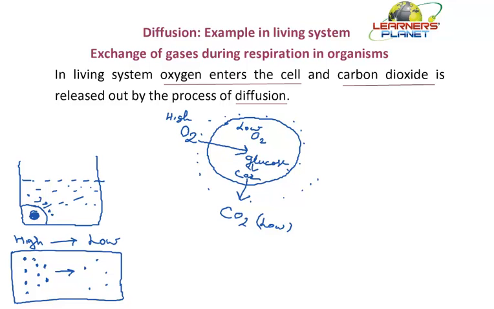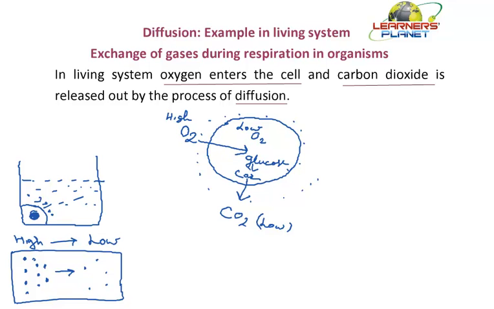Not only this, there are many examples which could be understood to explain the process of diffusion in the living system. For example, during nutrition or the digestive system, complex substances are converted into simpler ones. Now these simpler substances from the intestine are absorbed into the blood. So why is it so? Because it was higher inside over there.